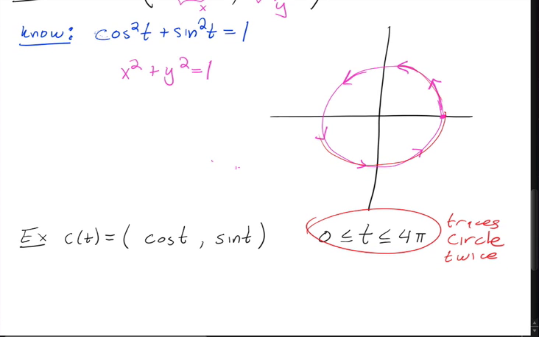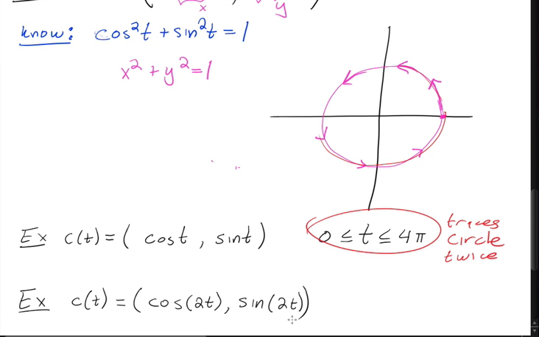Okay, now let me change some other things here. How about, let's say I change the argument of sine and cosine. So they're both 2t. Bigger circle.